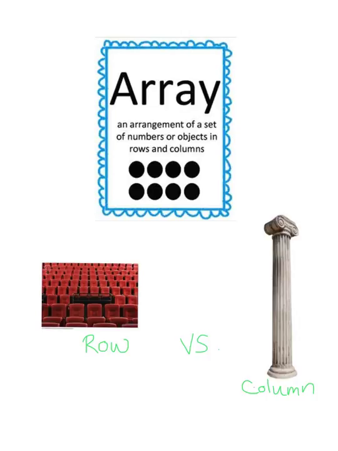Okay, so first, before we begin our lesson, I'm going to go over a few basic words we will be using today. Our first word is an array, and this is an arrangement of a set of numbers or objects in rows and columns. Now, rows and columns can kind of be hard to remember, so I'm going to give you a little trick so that you'll never forget row versus column again, okay?